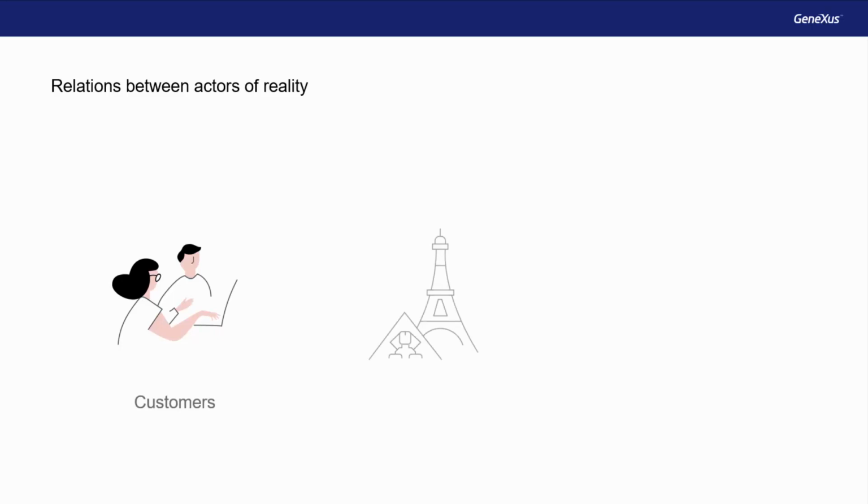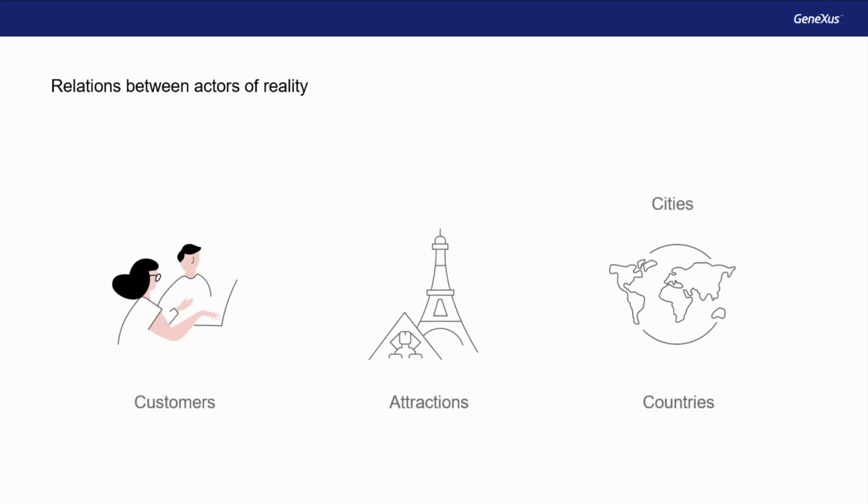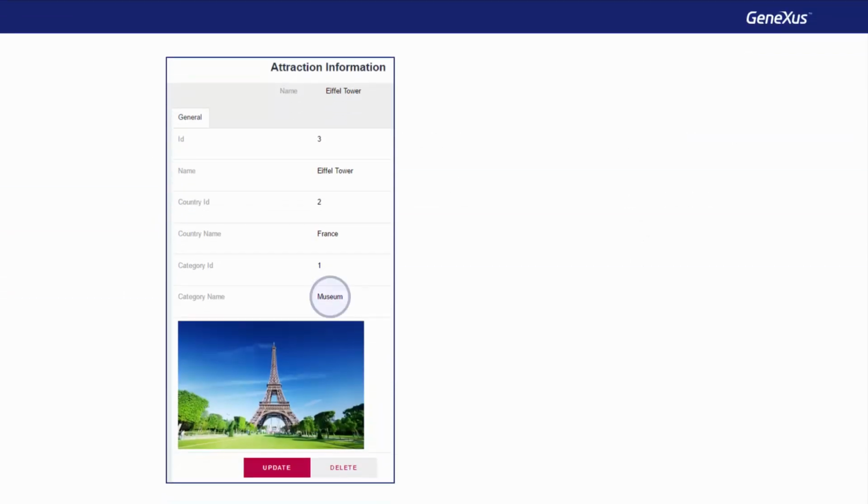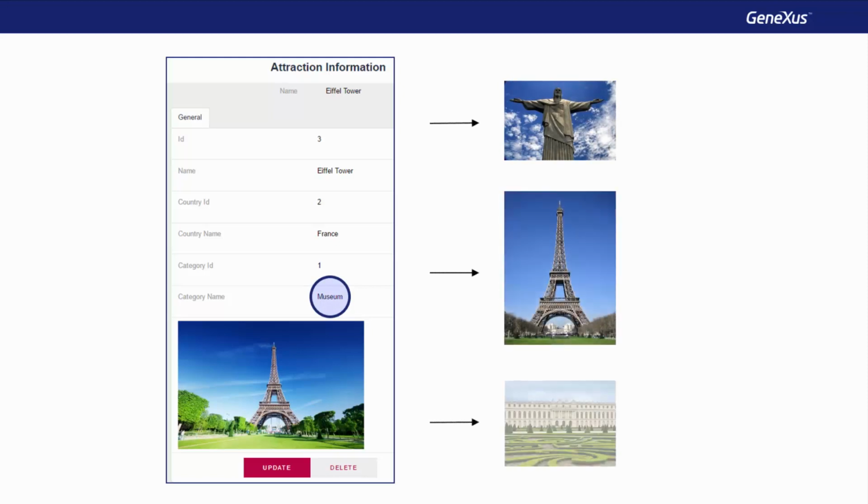In several examples of our travel agency, we see that the actors of reality are related in different ways. For example, when an attraction belongs to a category, and in turn, this category can be the category of many attractions. We've seen that, when we design transactions, we can represent these relationships by including the attributes of one transaction in another.